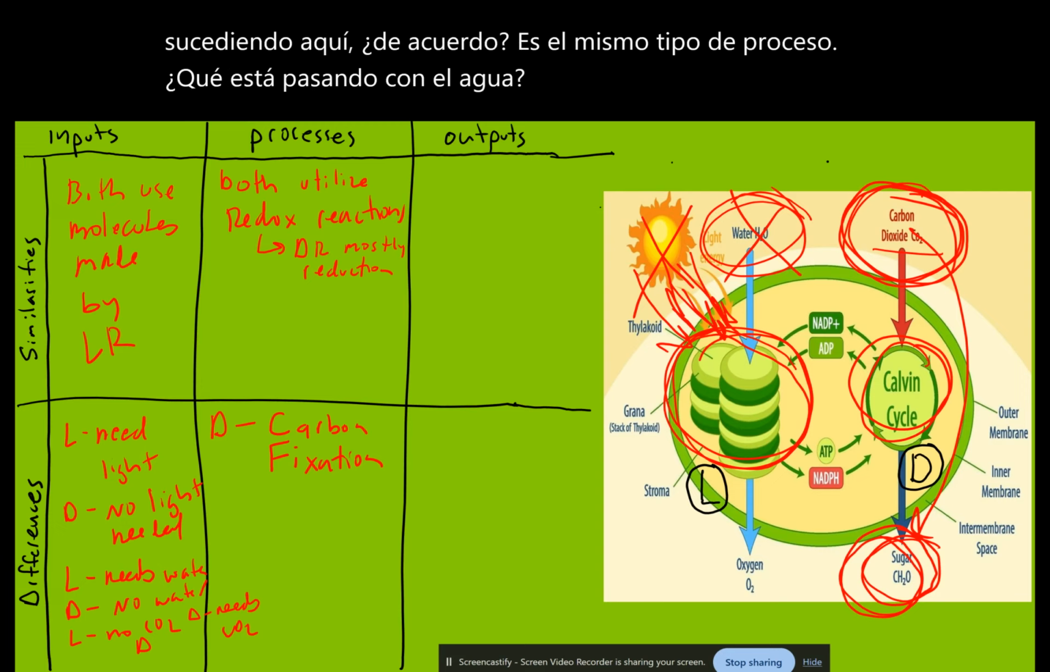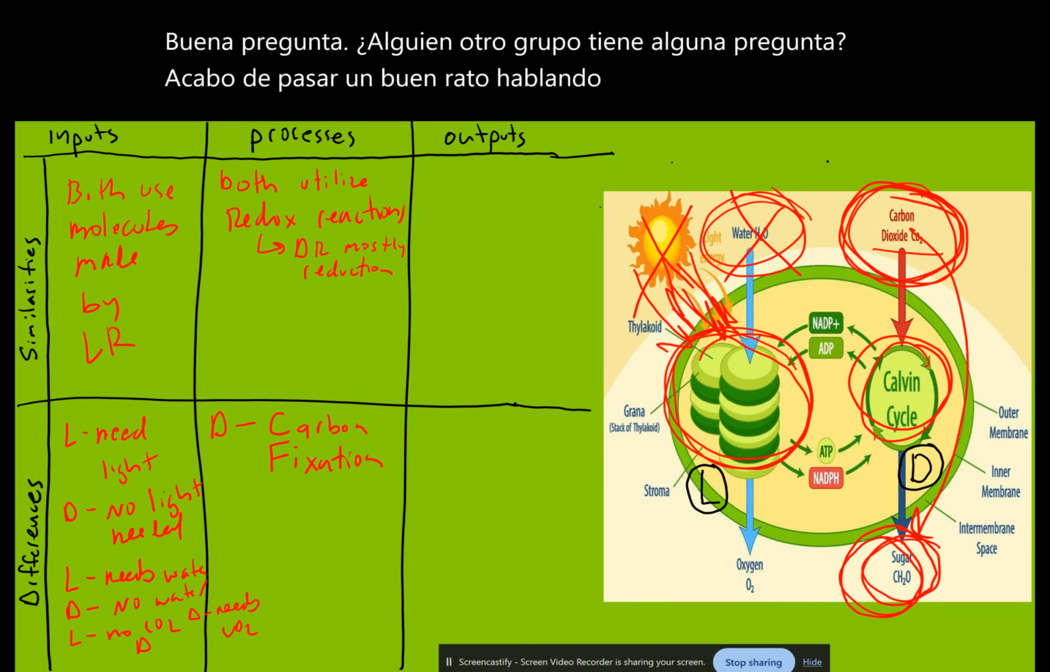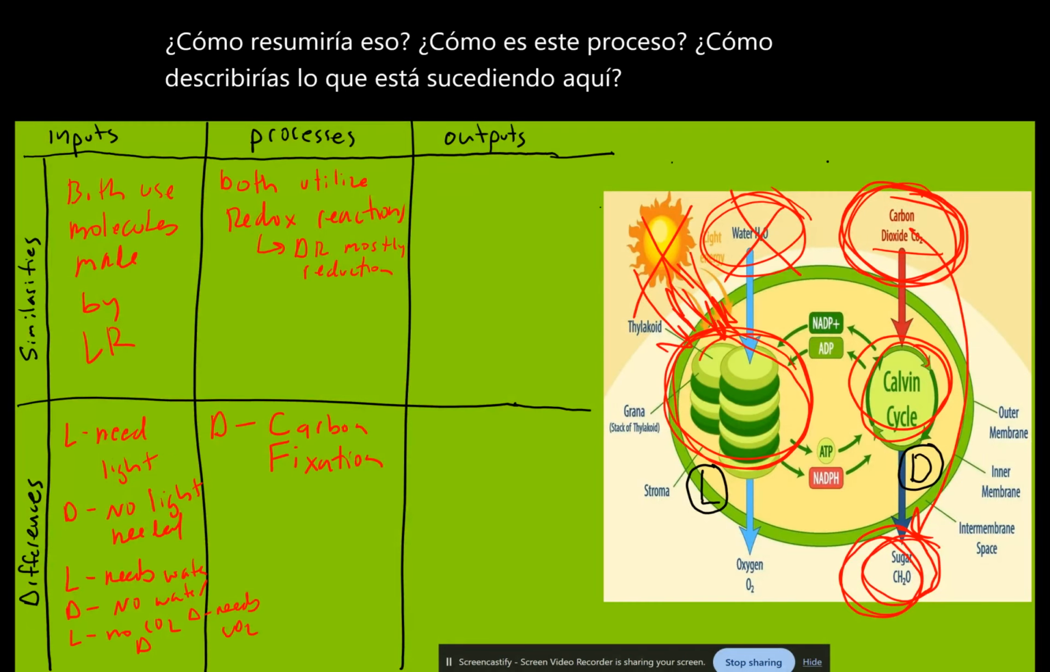Good questions. Any other group have a question? I just had a good time talking to another group. So what's going on here? How would you summarize that? What's this process? How would you describe it? What's happening here? There's a bunch happening. There's actually 3 major things.